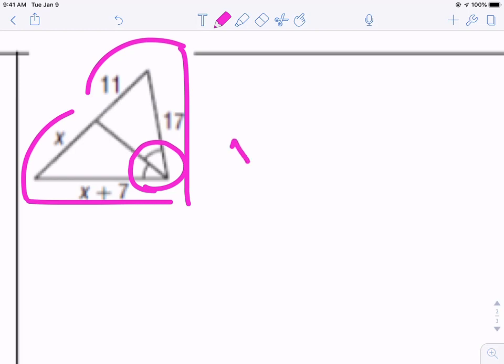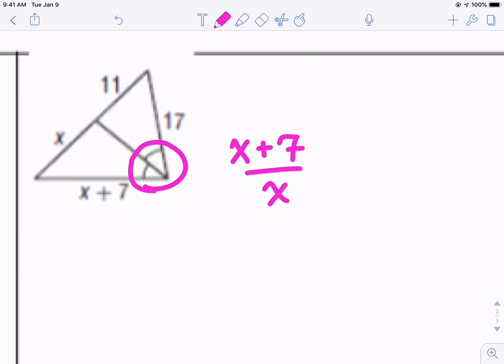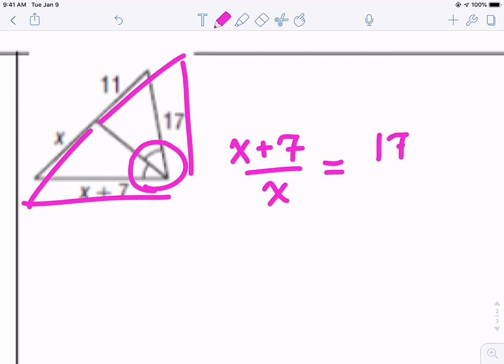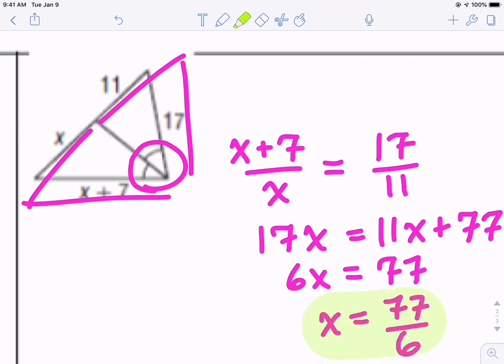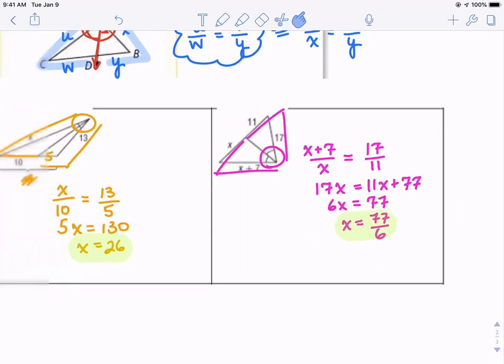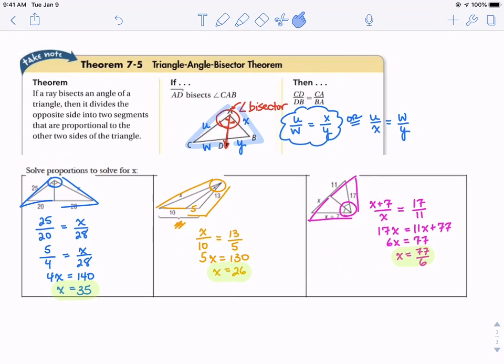All right, so x plus 7 is to x. Again, I'm starting at the angle bisector, and I'm going x plus 7 is to x, as 17 is to 11. And so cross multiply, 17x is 11x plus 77. So 6x equals 77, and x is 77 over 6. Again, I'm perfectly fine with you leaving them as improper fractions as long as you don't round and make sure the improper fraction is simplified.